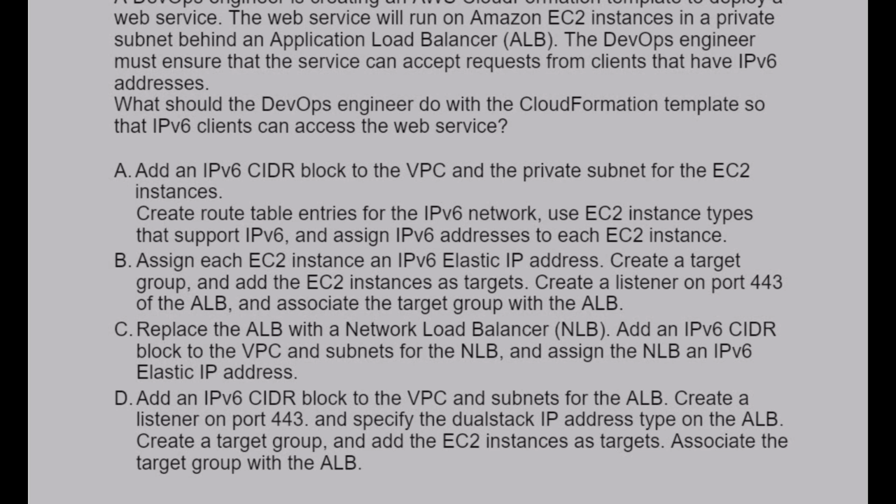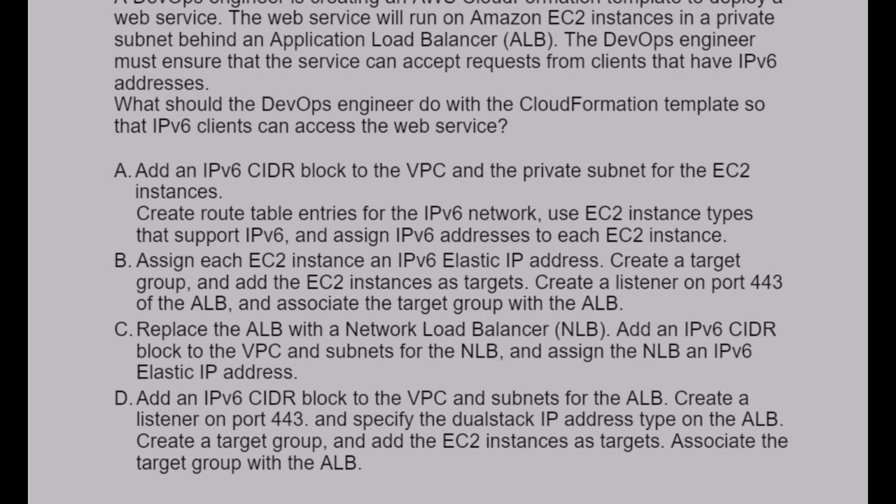Option C. Replace the ALB with the Network Load Balancer (NLB). Add an IPv6 CIDR block to the VPC and subnets for the NLB, and assign the NLB an IPv6 Elastic IP address.